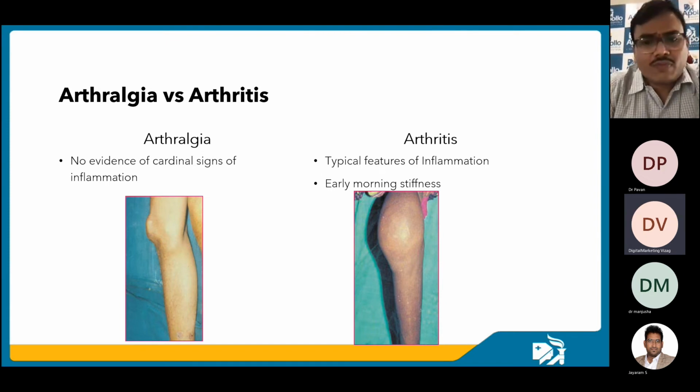Along with it, early morning stiffness also will be present. In case of an arthralgia, there is no evidence of cardinal signs of inflammation.